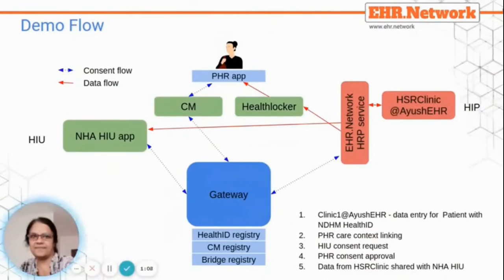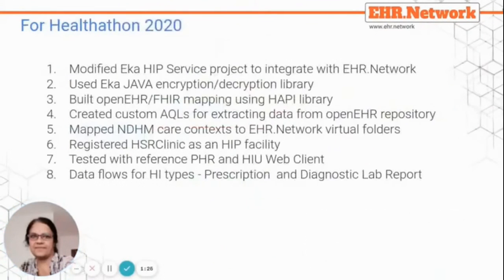Health information will be generated. The care context will be linked using the PHR application. A consent request will be generated at the HIU application. It will be approved at the PHR application, and the data now generated at the HSR clinic will be available to the HIU application. For Healthathon 2020, we have done the following.